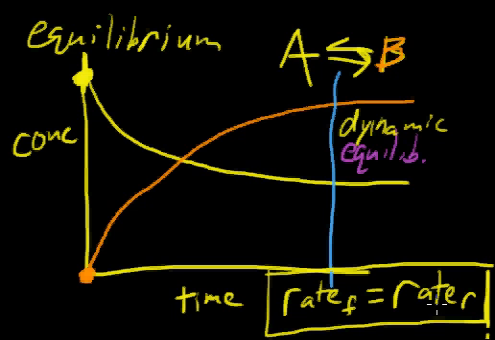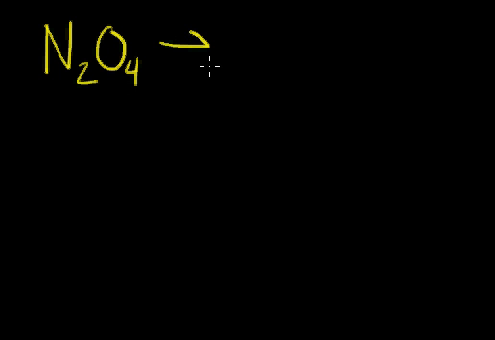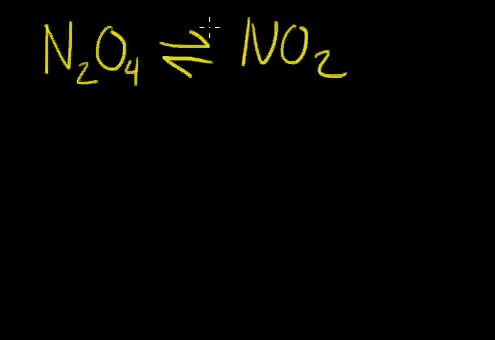So let's look at a situation that's slightly more complicated than this one. I'm going to go ahead and get rid of this graph, and let's look at a slightly more difficult situation. Let's look at the situation where we have N2O4, dinitrogen tetroxide, and it sets up an equilibrium, which means it produces product NO2. But notice there's 2 nitrogens, so we need to balance this. 2 nitrogens and 4 oxygens, and 2 times 2 is 4 oxygens. And N2O4 is a gas, and NO2 is a gas.